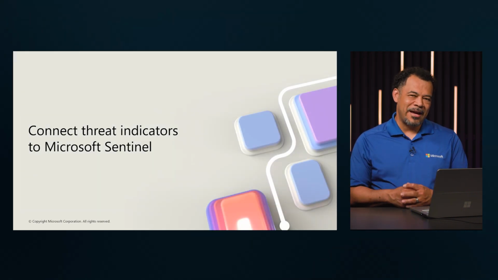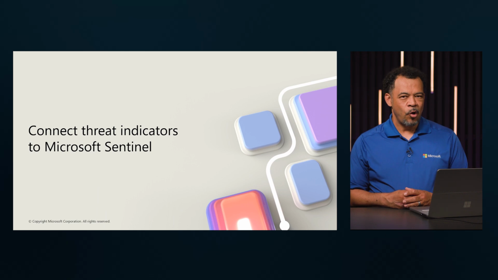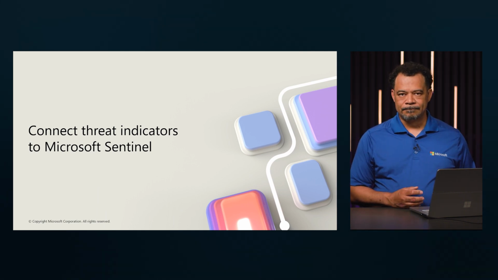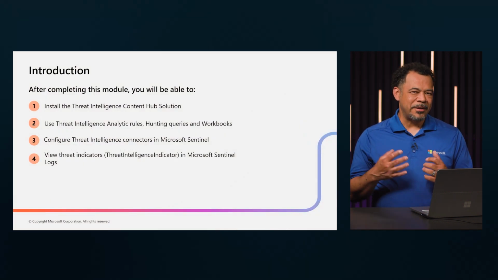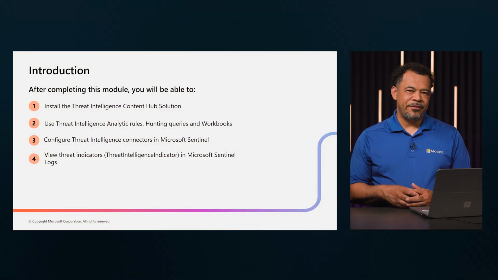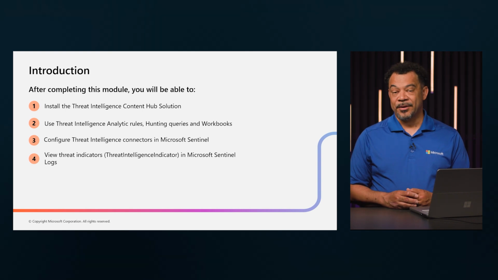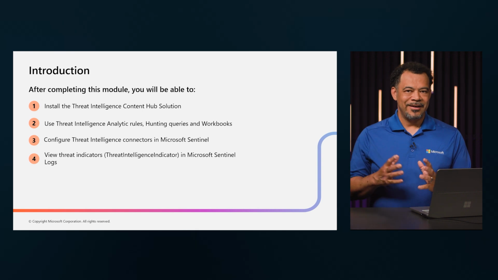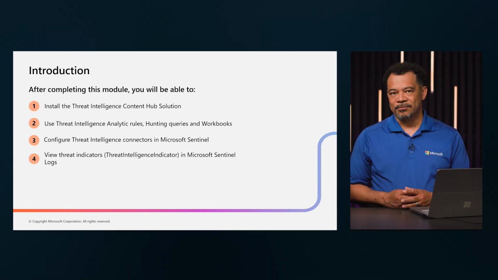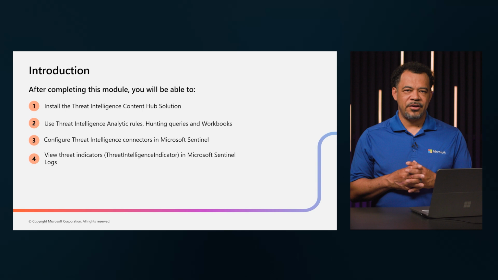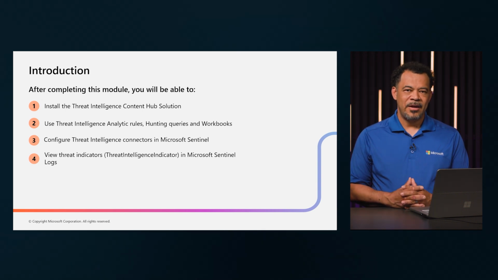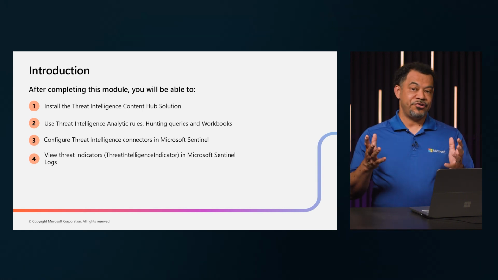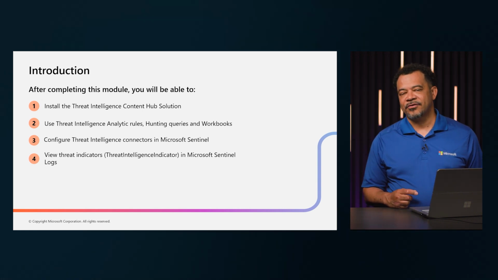So with that, let's go ahead and dive into our next module, Module 8, where we're going to look at connecting threat indicators into Microsoft Sentinel. After completing this module, you'll be able to install the Threat Intelligence connector from the Content Hub, and you'll be able to use threat intelligence analytics rules, hunting queries, and workbooks. You'll be able to configure threat intelligence connectors in Microsoft Sentinel, as well as view threat indicators, which is the ThreatIntelligenceIndicator table in your Microsoft Sentinel logs.